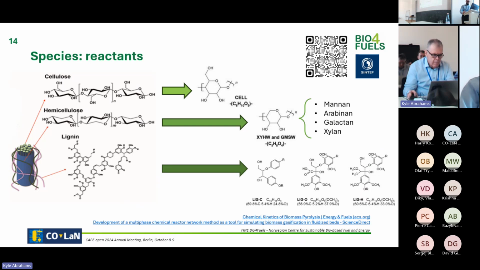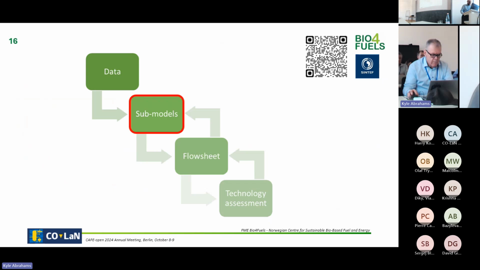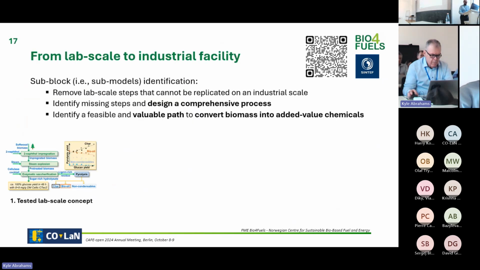And then if you have a look also to the pyrolysis bio crude oil, there are thousands of molecules. There are models suggesting some molecules, but you can easily understand that these molecules are not present in the default database. So as before, you define the properties, you estimate the properties, and then you use the estimated properties in the simulation. Then we need to account for the sub-models.